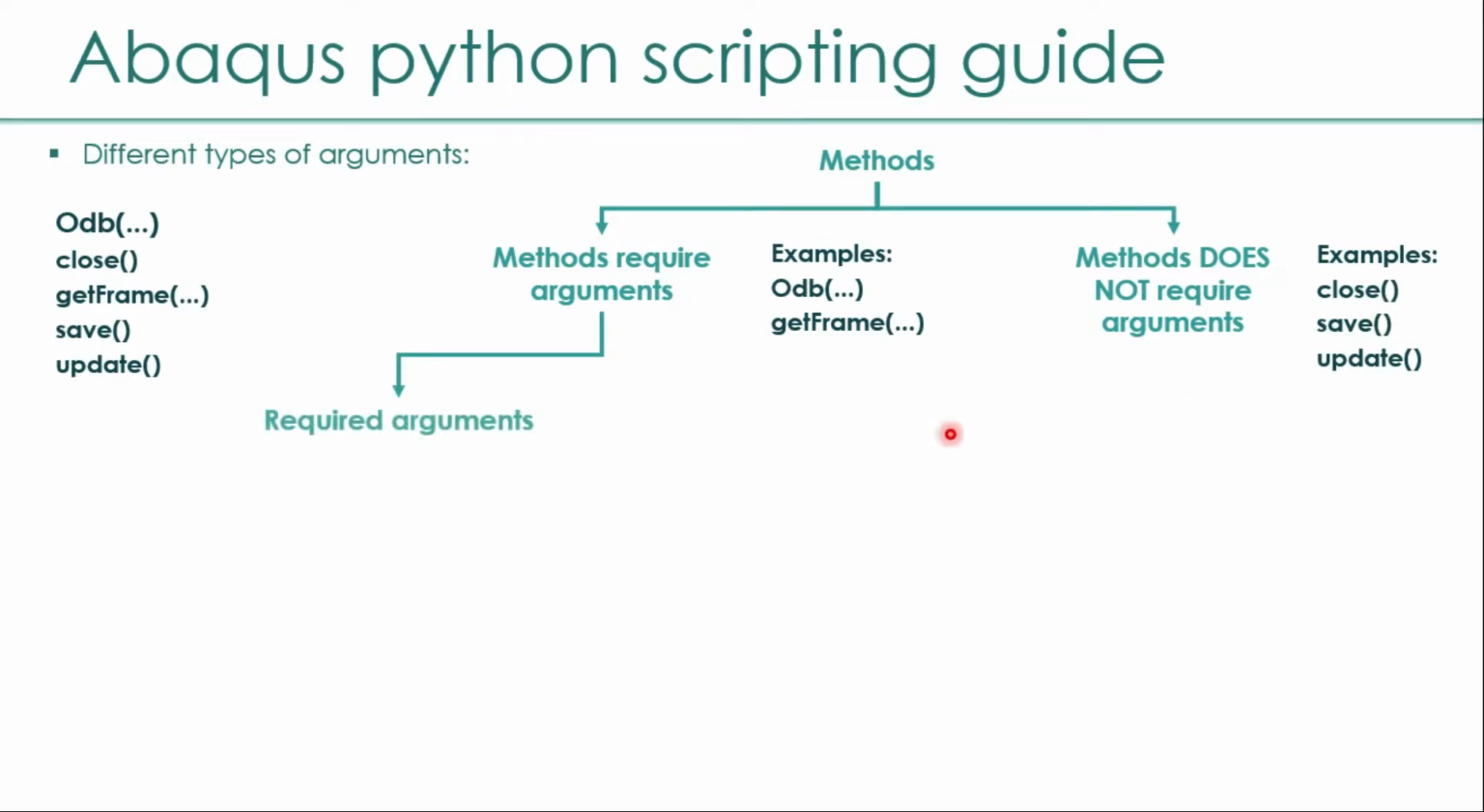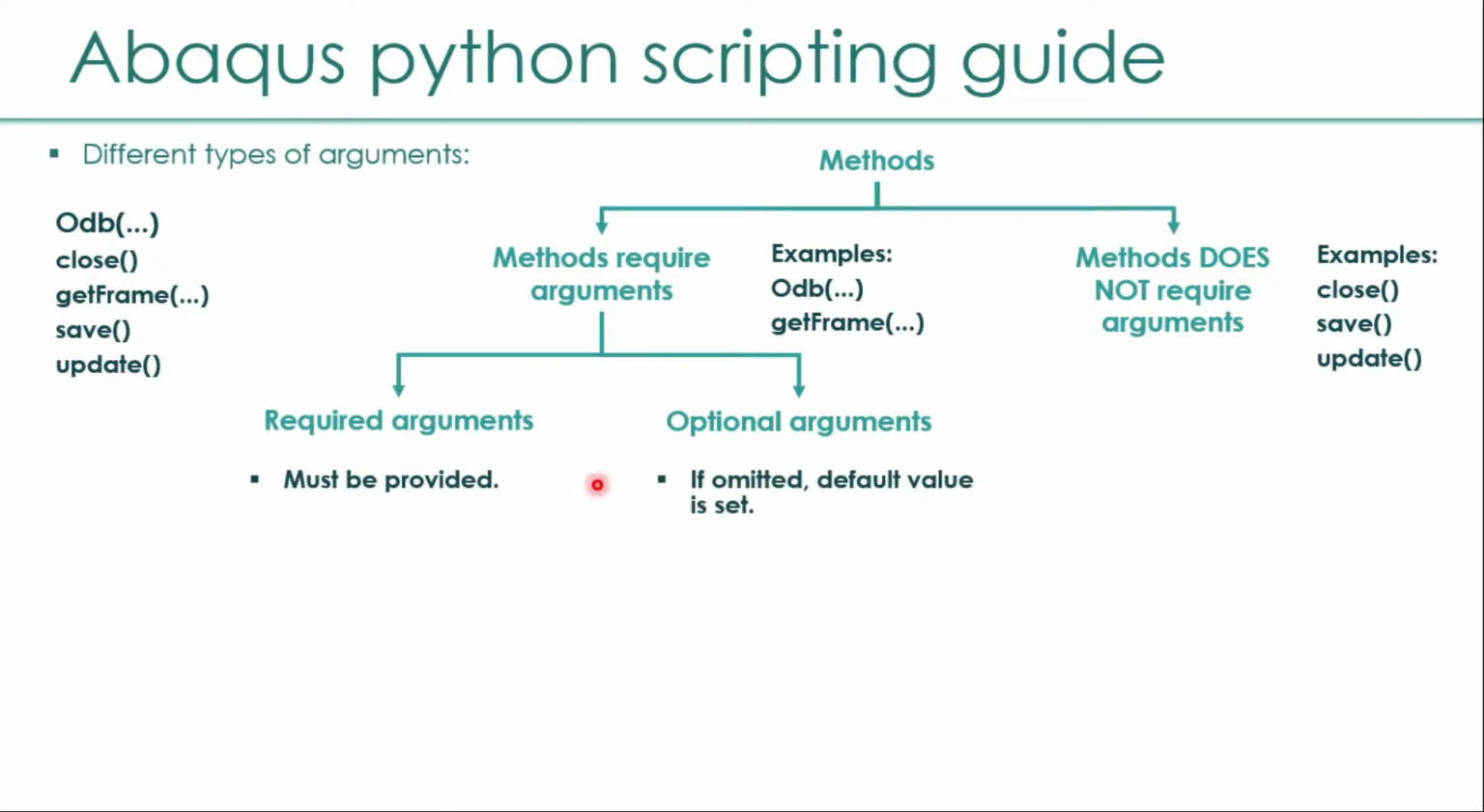Okay, going further, there are two types of arguments that can be given to a method. Some are required arguments and some are optional arguments. As the name suggests, the required arguments you have to pass, there is no escaping from them. If you do not pass them, then you will get an error saying that the particular argument is not passed. And for optional arguments, you don't necessarily have to provide a value, because in the background a default value is always set for these kinds of arguments.